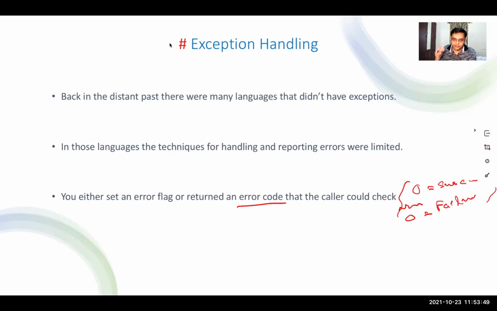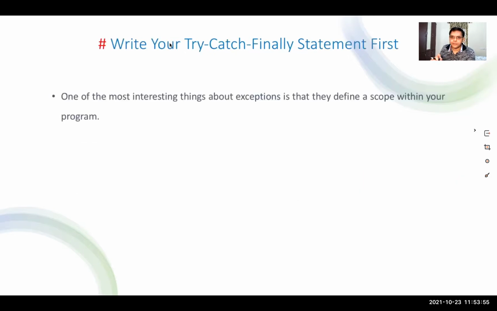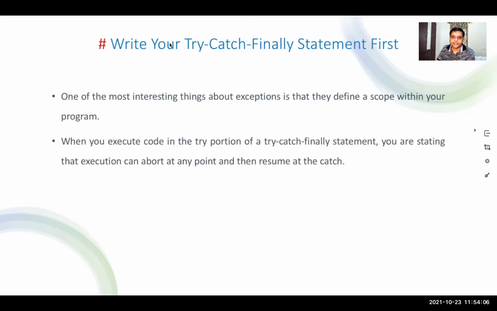Those error codes are gone. Currently all languages support exceptions very well. First, when you write your try catch finally statement, you have to define your scope, what all you are going to do in that particular function. You write your try catch, assuming that it can abort at any point and then resume at catch. I saw that some programmers write the catch block, but nothing inside it.